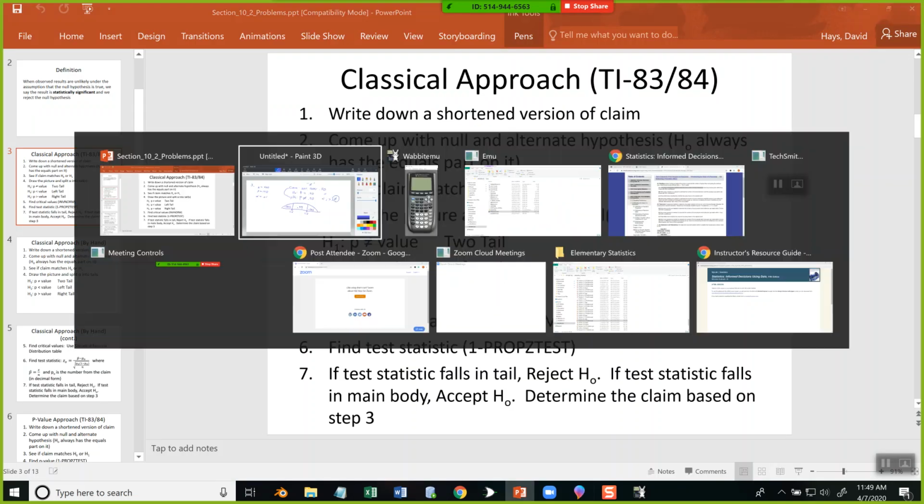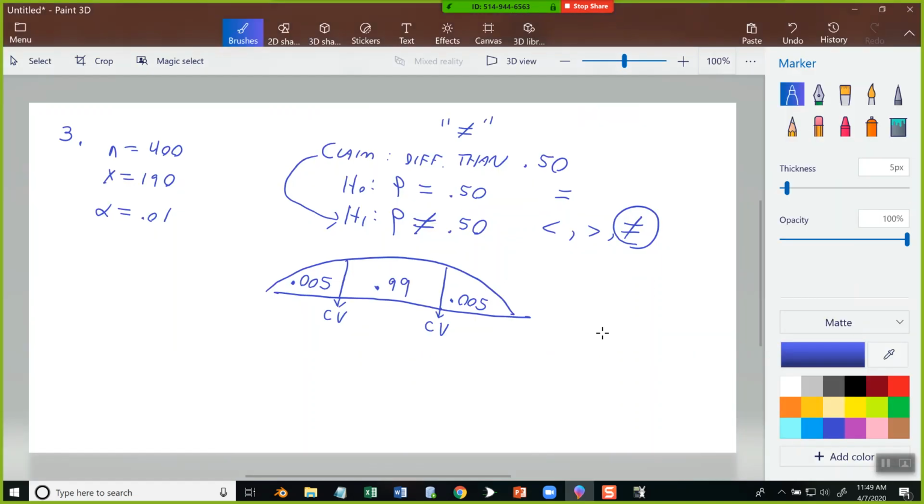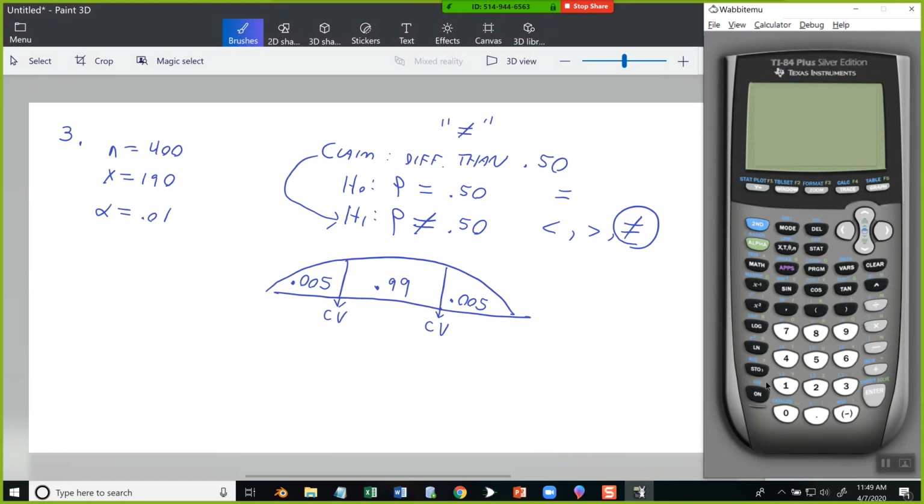Step 5, find the critical values, invNorm. For our left critical value, second vars, invNorm. For this one on the left side, we want to put in the area to the left of it, which is 0.005. And that gives us negative 2.58.